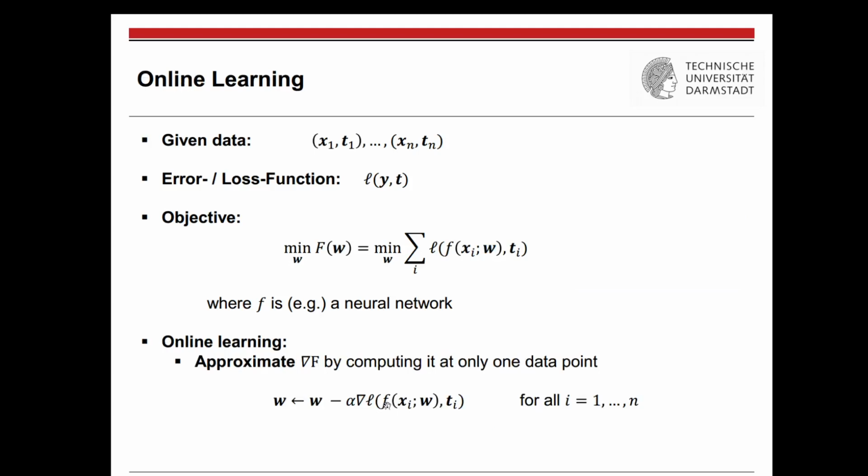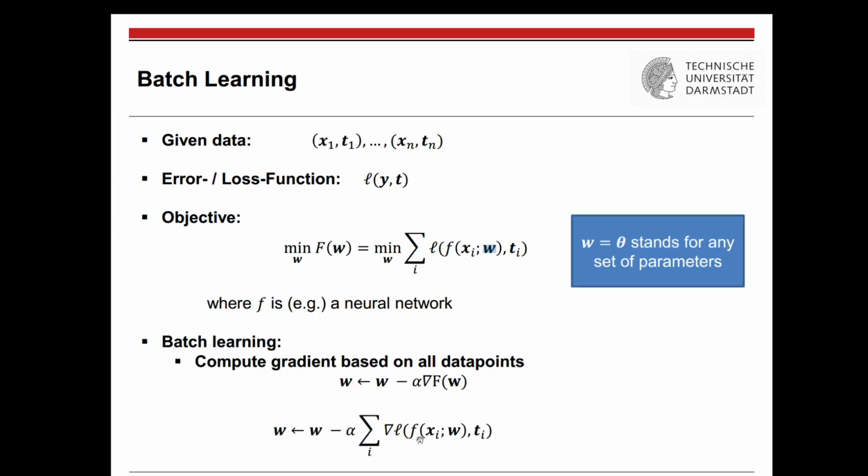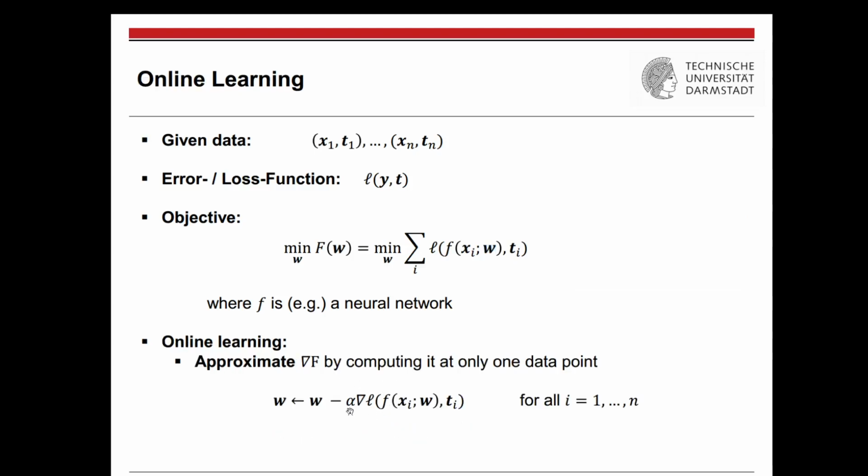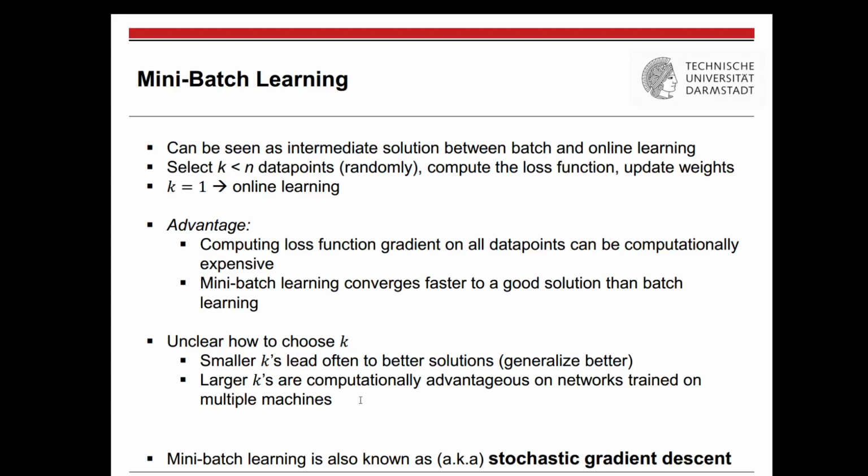The advantage here is we don't have to compute the gradient at all points, so we make updates much quicker, right? We immediately make an update, and what usually comes out in practice is that here we have already found a good solution before we have even started to update anything in the other version, right? So doing online learning may lead us faster to a good solution.